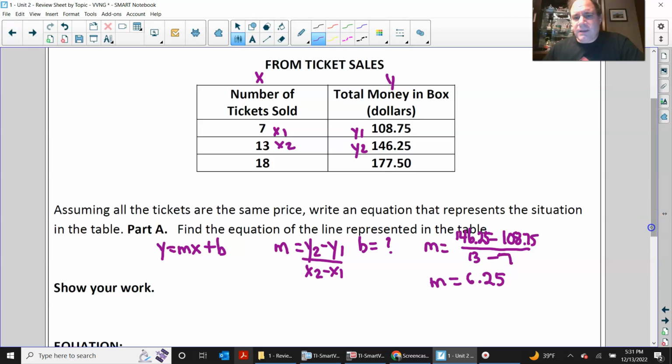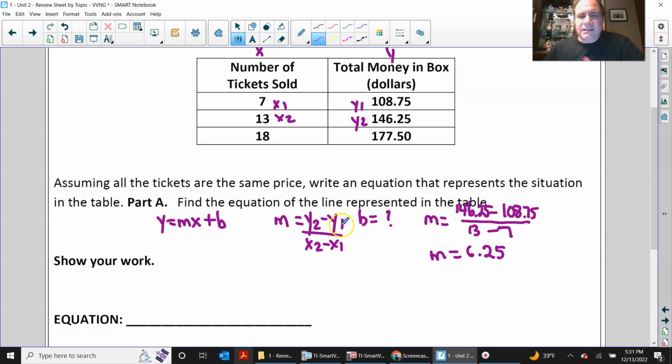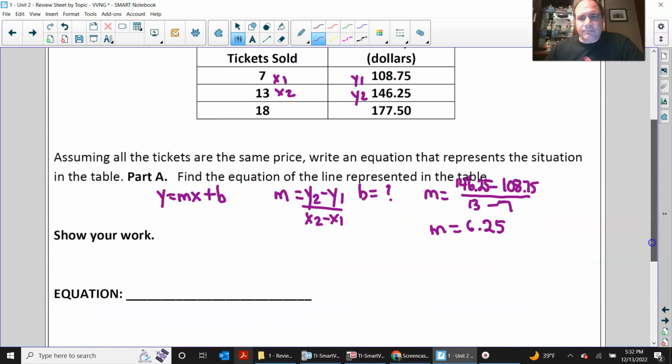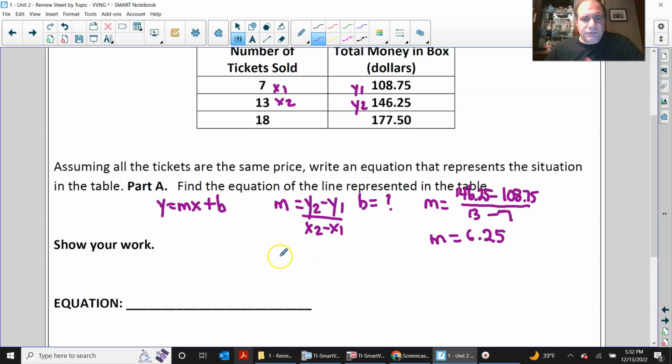So the equation now, but we're still missing the b. We don't know what the b is, but if we had an x of 0, we would be able to tell what that other number would be, what that y-intercept would be. We don't have it. So what we're going to do is use the point slope formula. y minus y1 equals m times x minus x1.